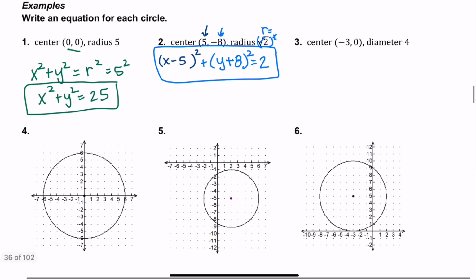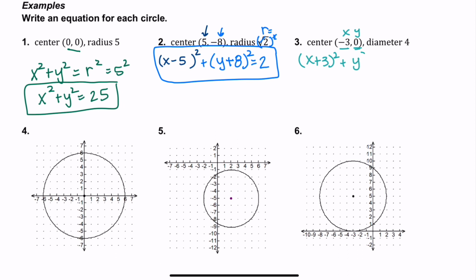For number 3, I'm going to start at my xy center. I have a negative 3. I'm going to switch the sign to be a positive 3. Now, with the y being at 0, remember 0, you don't have to add anything. Y plus 0 is just y. So I'm going to have y squared equals my radius squared.